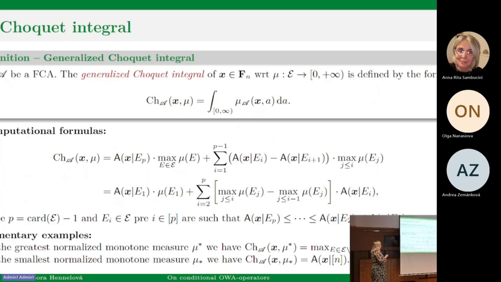Here we can see some computational formulas when we consider the following ordering of the values of the conditional aggregation operators. For the greatest normalized monotone measure, the generalized Choquet integral is reduced to the maximum over sets E from the collection of the conditional aggregation operator. For the smallest normalized monotone measure, the Choquet integral is only the conditional aggregation operator on the basic set.